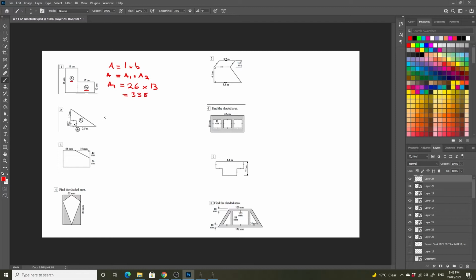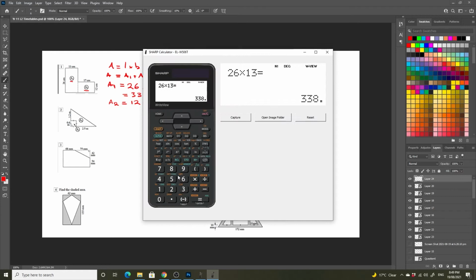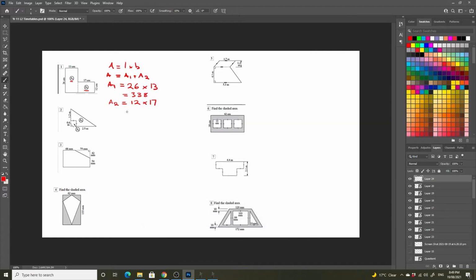Alright, and now area 2 is equal to 12 times 17. Let's put that into the calculator. 12 times 17 is 204.